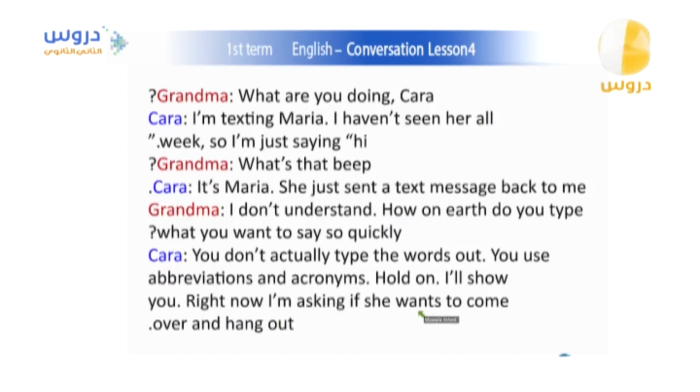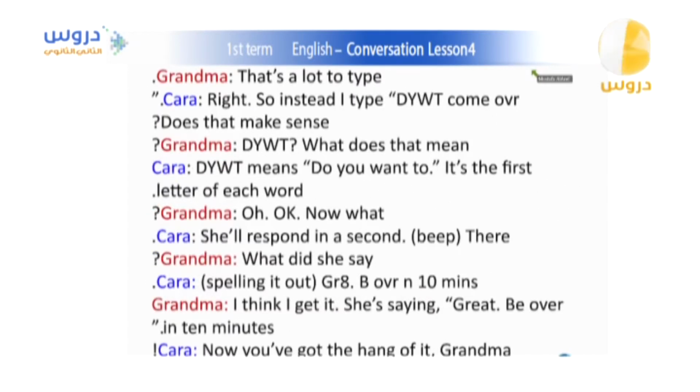I'm asking if she wants to come over and hang out. Or HIV, that's another word for it, Ryan. Thank you. The next text, grandmother, that's a lot to type. Kara, right? So instead I type DYWT, which is a short of come over. Does that make sense? Grandmother, DYWT. What does that mean? Kara, DYWT means, do you want to? So she's saying here, do you want to come over?